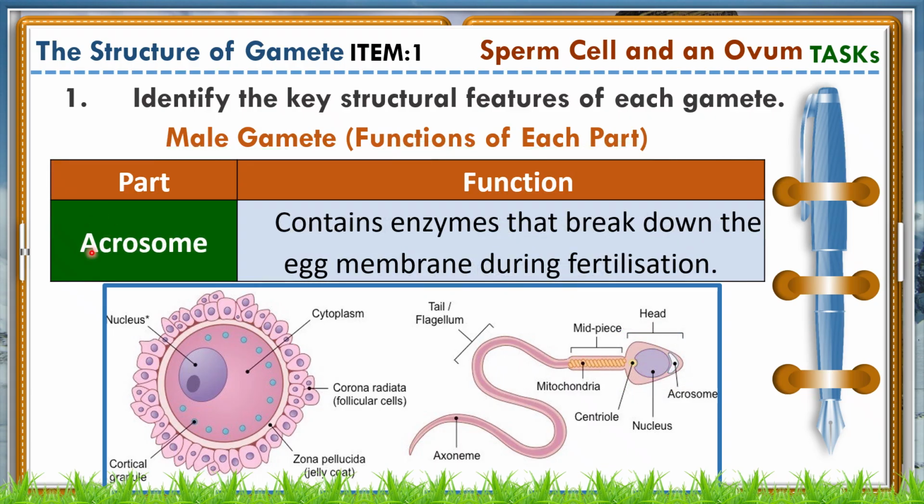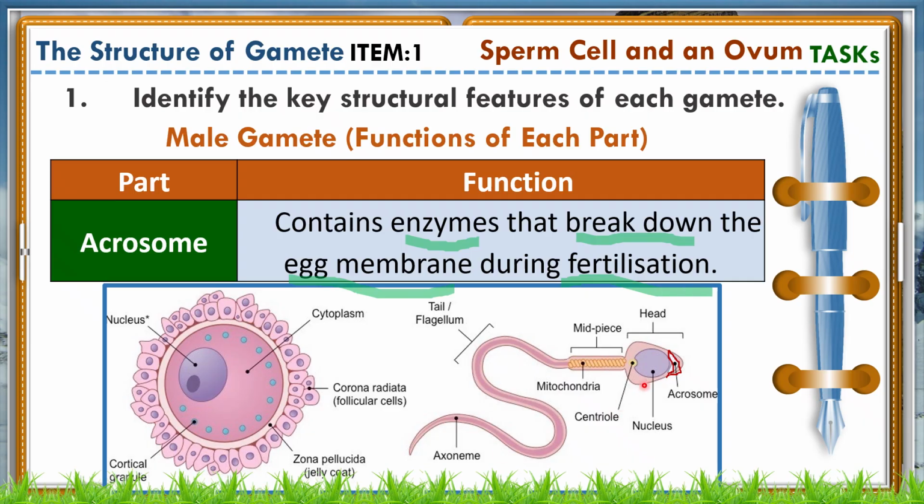Then we have another part, which is the acrosome. The acrosome is this front part here of the sperm. That front part, which is filled with a fluid, is what we call the acrosome. And this one contains enzymes. It contains enzymes that break down the egg membrane during fertilization.